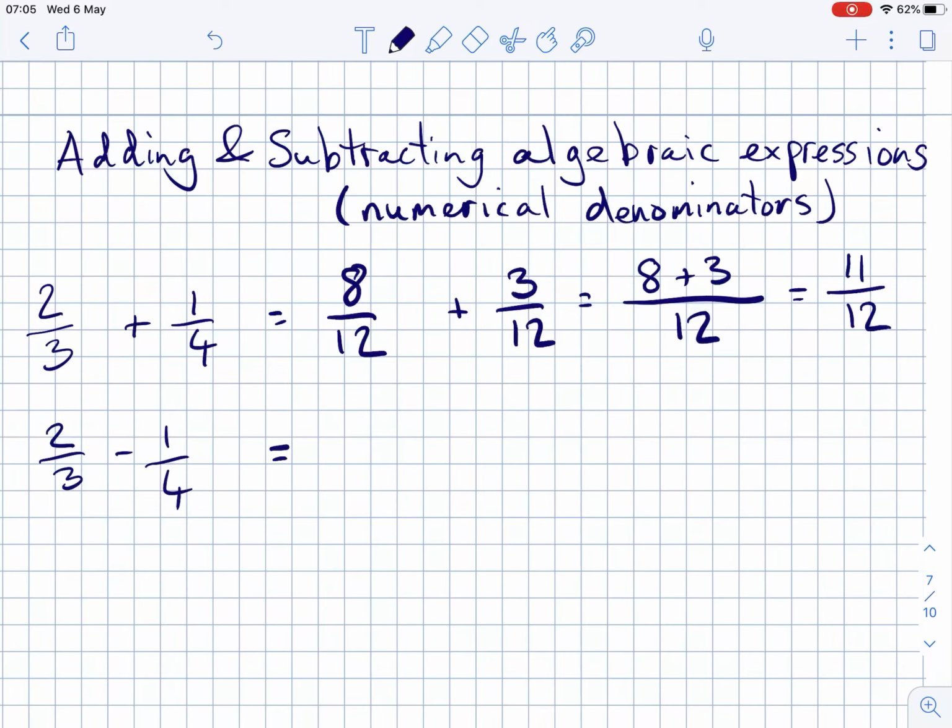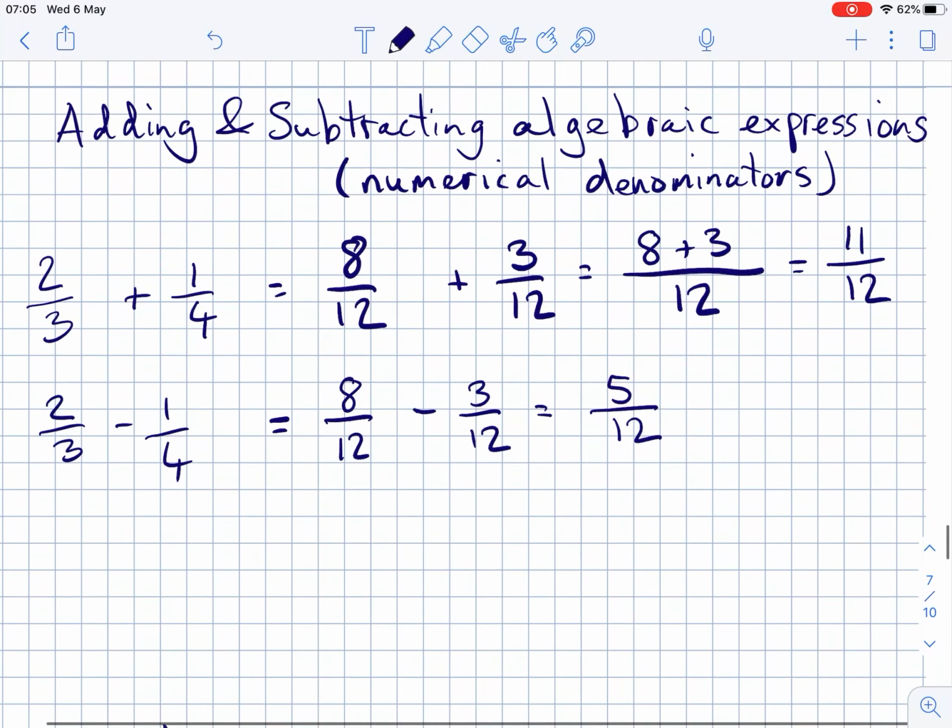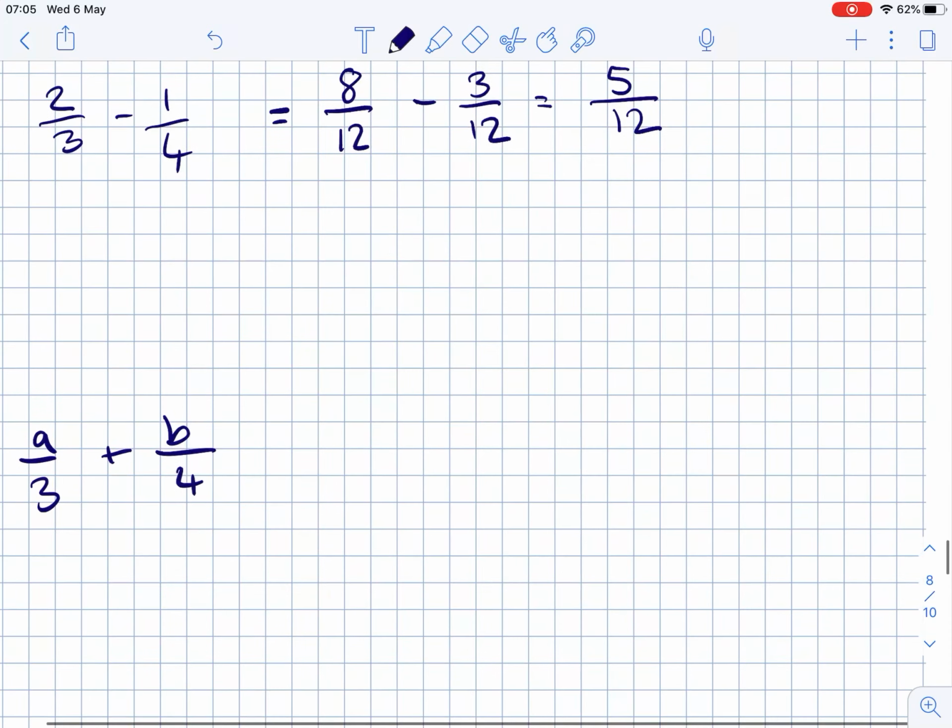Okay, and the same approach can be said when we're subtracting fractions. The key thing is to first make sure we have a common denominator. So this time we would have 8/12 minus 3/12, and this would end up with being 5/12. Okay. Now I'm going to use this idea and try and bring it into a few examples with algebra.